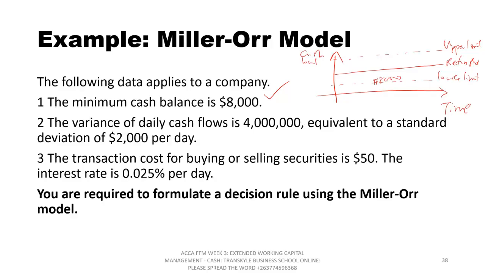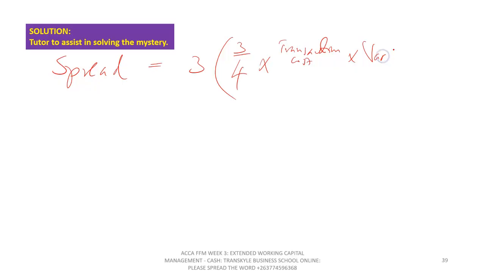So the first thing, let's compute the spread. Spread is equal to 3. The formula is given to you. Do not worry about cramming this. 3 multiplied by 3/4 multiplied by transaction cost, multiplied by the variance of cash flows, divided by interest rate.